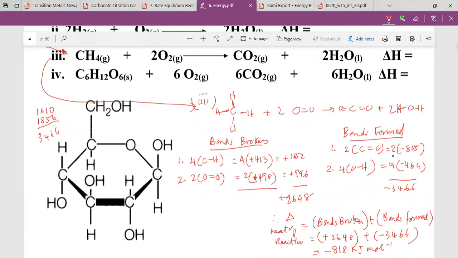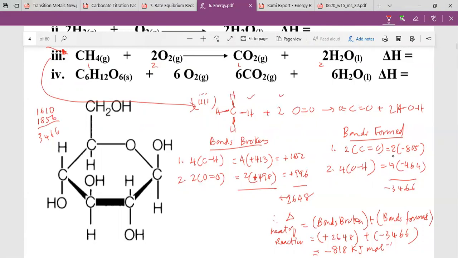You need to know. Okay, they draw the molecule for you. Why not? Methane plus oxygen. This is a balanced equation. 1 mole requires 2 moles to give you 1 mole and 2 moles. You must know how to balance the equation as well. Okay, we've done it before. So bonds broken: you have this one and this one here.